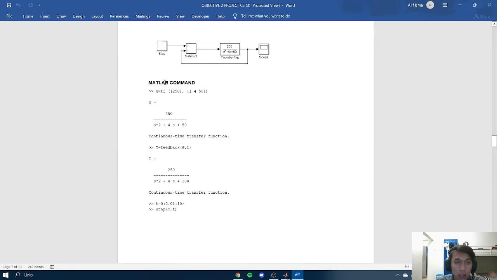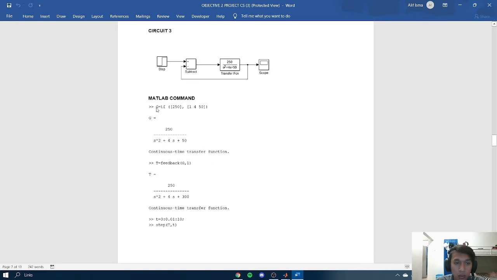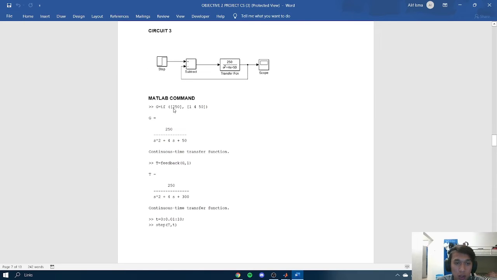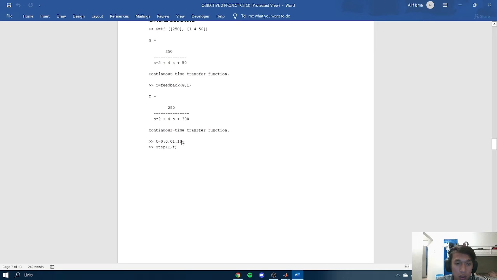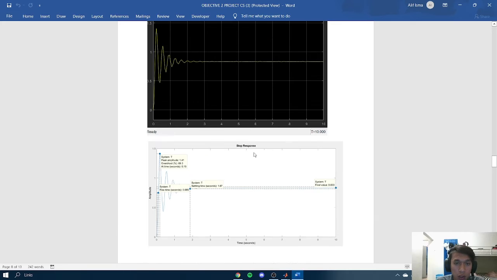And then if you want to get the step response from the MATLAB command, you need to do this command, which is the same as before. Just change the numerator here and the denominator here. Just copy, and after you do this, you will get this one, the same as the step response from circuit 2.